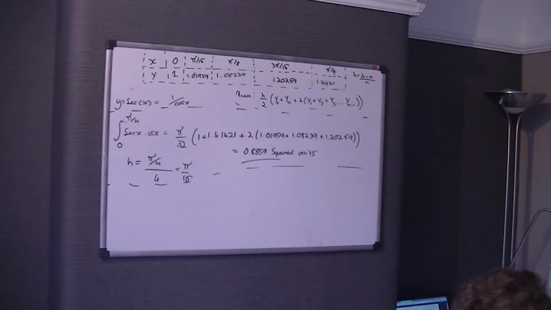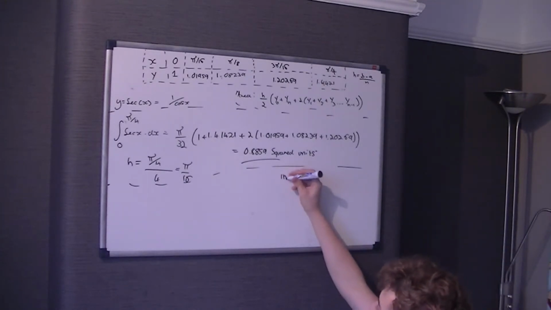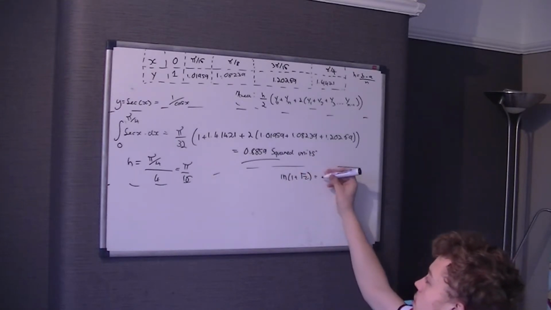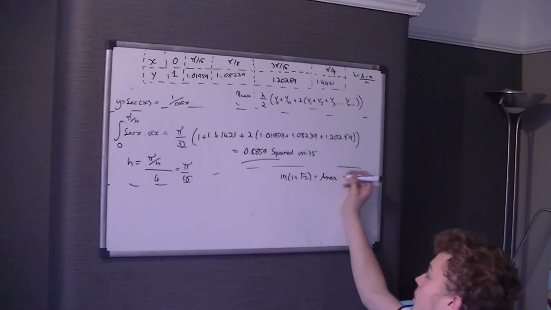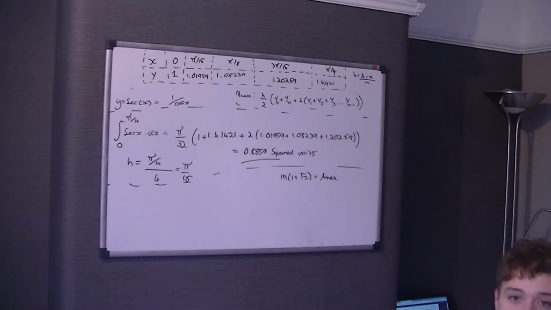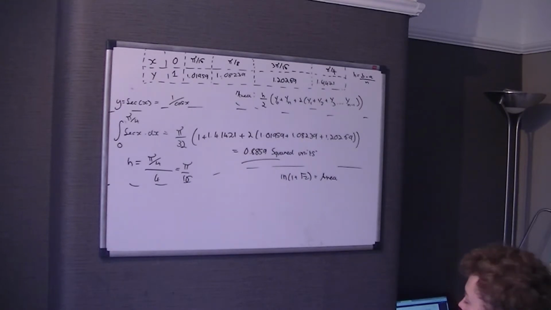Now it doesn't say in the mark scheme, I don't think, but obviously because this is an area, it's not a volume, it's just a simple area, so it's squared units. So you just put units and then put a little 2 there, okay? So it's 0.8859 squared units.